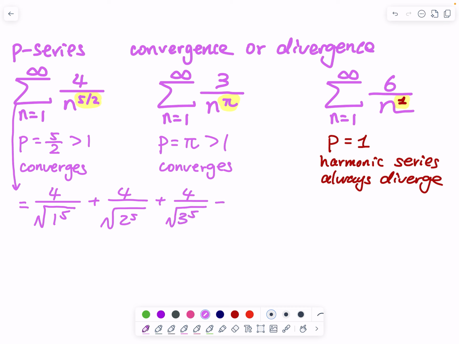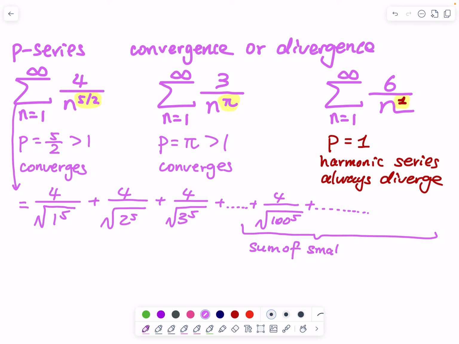Okay, everything looks good until we reach this: 4 over the square root of 1,000 or 100 to the 5th, and then you keep on adding. What happens when the base is very large? So when the base is very large, this is a sum of many small values, because you have 4 divided by a huge denominator. Therefore, the sum of these values is approximately equal to 0 when n is large.